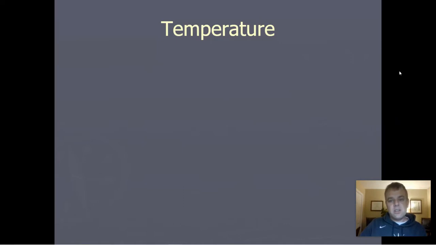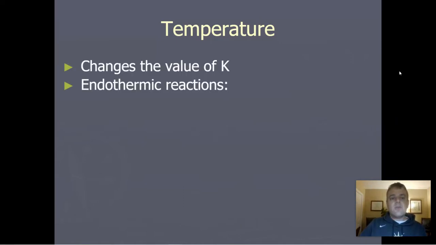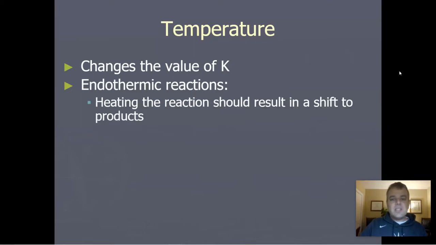Temperature changes the value of K. For an endothermic reaction, heating the reaction up, endothermic delta H is positive, heat is essentially a reactant. Heating the reaction up should result in a shift to the products, and as a result, K would get larger because at your new equilibrium position, you have more products, less reactants. That's a bigger value of K.